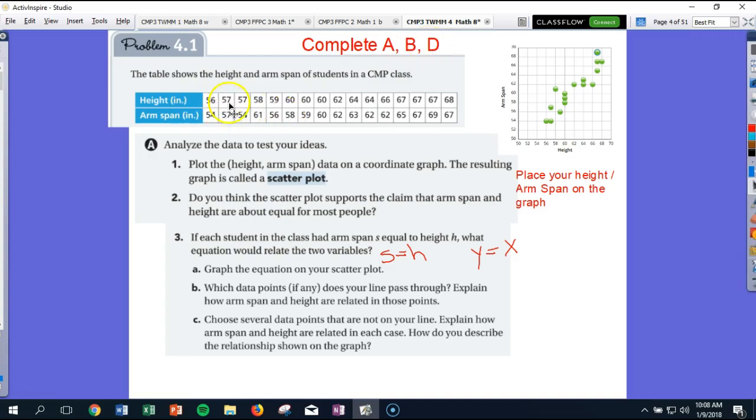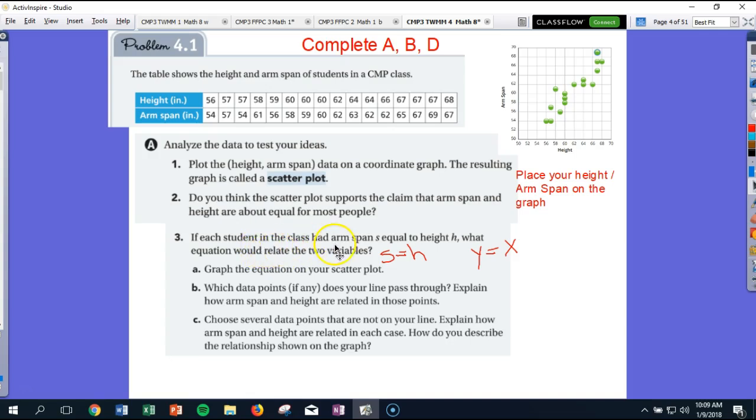It gives us a table of data here, and it asks us to plot it or graph it over here on your graph, and I've already done that, represented that here. As you can see, it's not a perfectly straight line. This is what is known as our scatter plot. So I want you to go ahead and do that as well. Take the data that you have here and plot it out on a graph. And then it asks you, do you think the scatter plot supports the claim that arm span and height are about equal for most people?